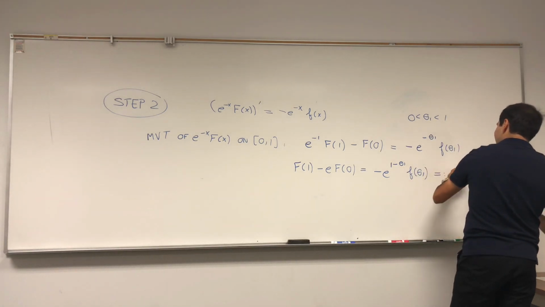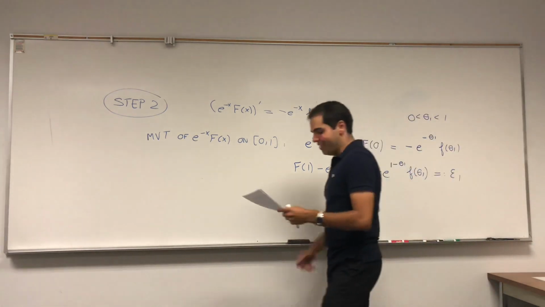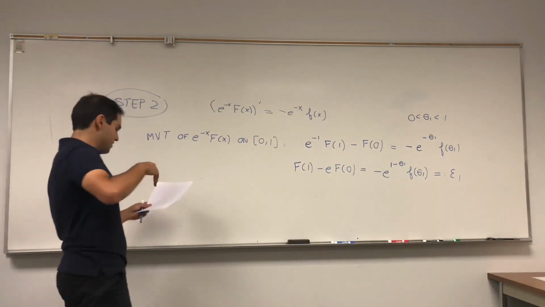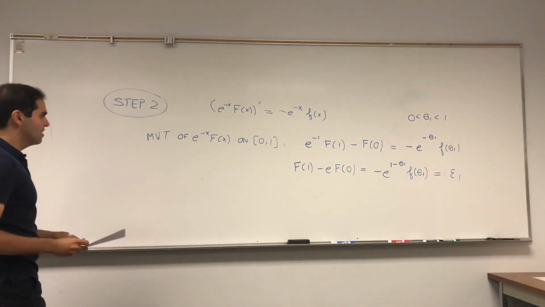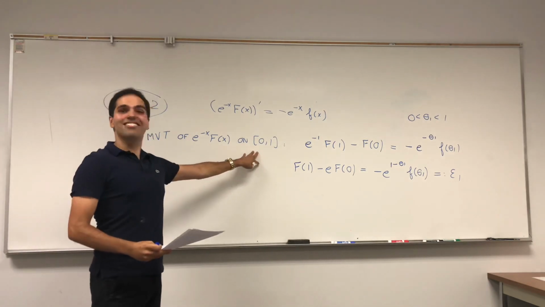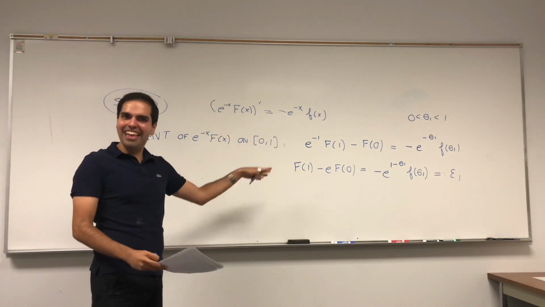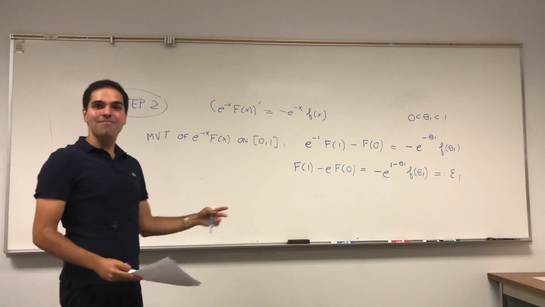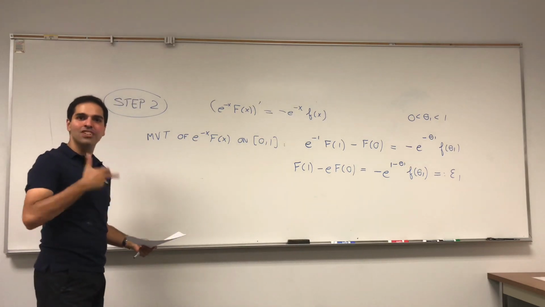And this huge constant, let's call it epsilon 1. And we'll need this very soon, actually, in the next step. Okay, so that was so much fun. Let's do it again. And let's apply the mean value theorem now on the interval 0, 2.